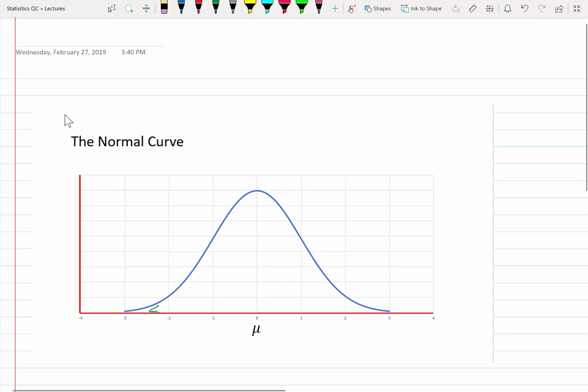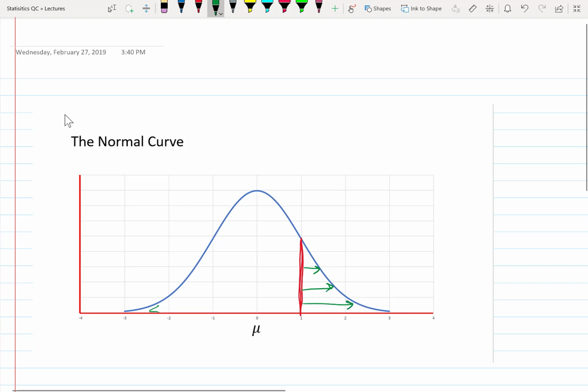Clean this up again. Now we're interested in finding out the percentage of scores that are above 1 unit of standard deviation above the mean. Above 1 unit of standard deviation above the mean. Again, this is 1 unit of standard deviation above the mean. We're now interested in finding out this area.